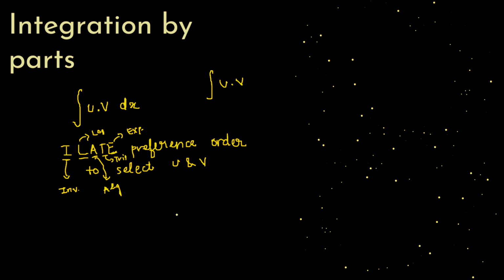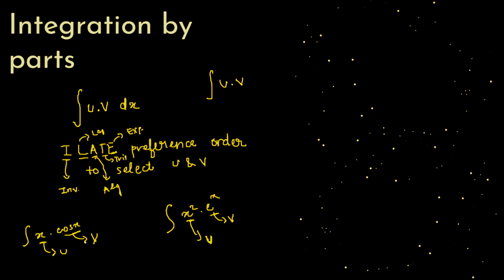So if you have two functions, let's say x square into e to the power x. So x square is an algebraic function and e to the power x is an exponential function. So our first preference will be given to x square. So x square is u and e to the power x is v. Similarly, if we have x into cos x. So again, x is an algebraic function and cos x is a trigonometric function. So we take x to be u and cos x to be v.